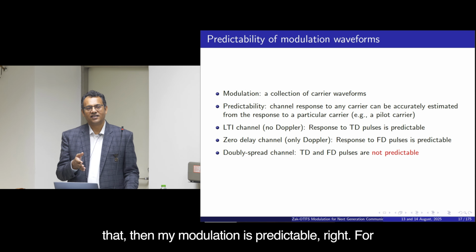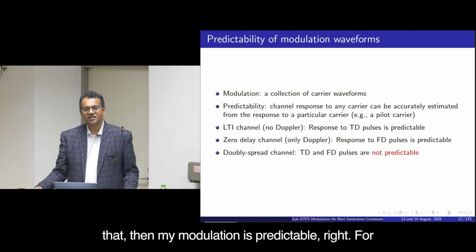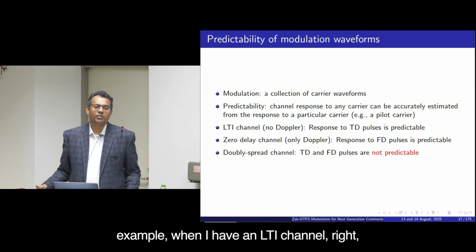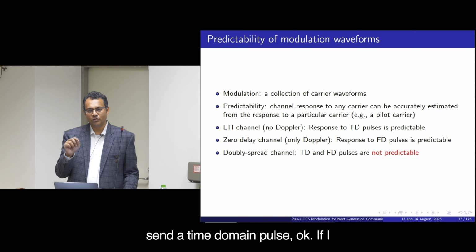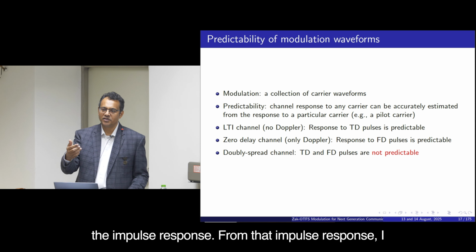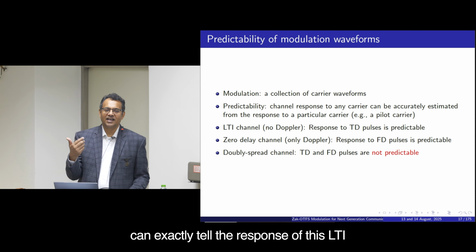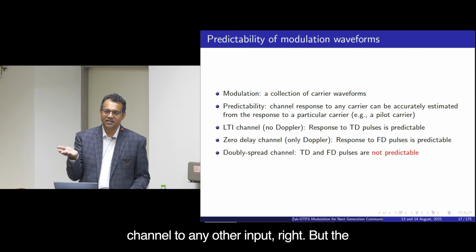If I can do that, then my modulation is predictable. For example, when I have an LTI channel, it is predictable. I can just send a time domain pulse. If I send a narrow time domain pulse, I measure the impulse response. From that impulse response, I can exactly tell the response of this LTI channel to any other input.